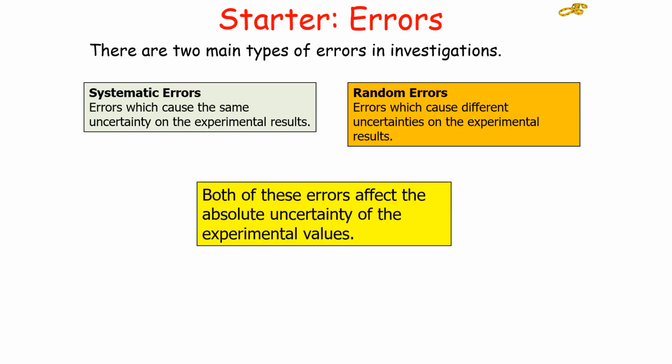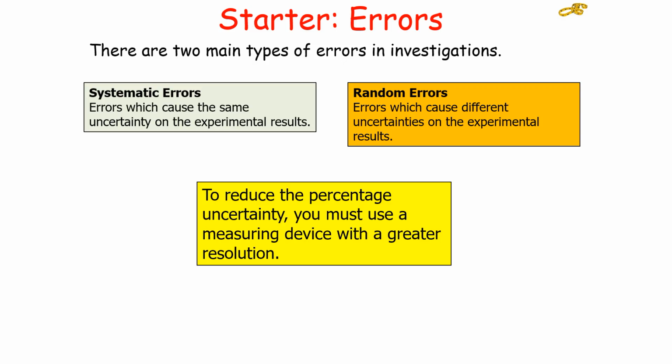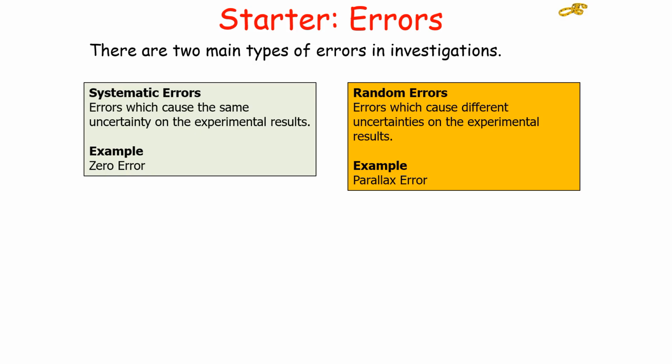Now both of these errors will affect the absolute uncertainty of experimental values. To reduce a percentage uncertainty, you've got to use larger values for your experimental results. To reduce percentage uncertainty as well, you've got to use a measuring device with a greater resolution. There are two main examples here for your systematic and random errors. Your systematic error is a zero error and your random error is a parallax error.